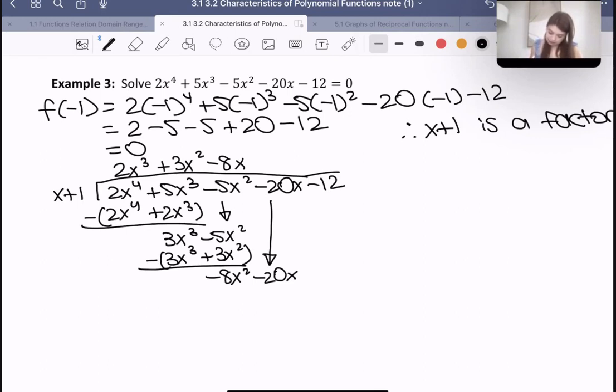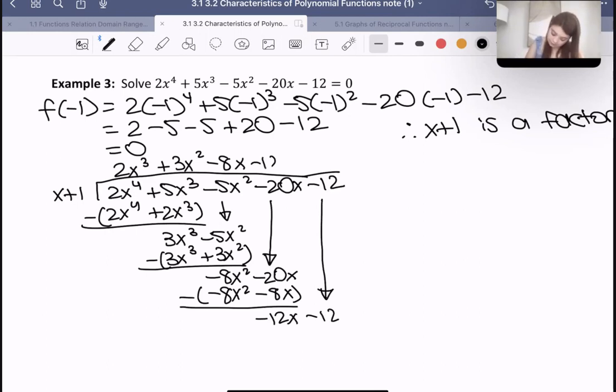So x times negative 8x is negative 8x squared. And then 1 times negative 8x is negative 8x. And then we subtract. And then we're going to get 0 here. And over here we'll get negative 12x. Then we'll bring down the negative 12. How many times does x go into negative 12x?